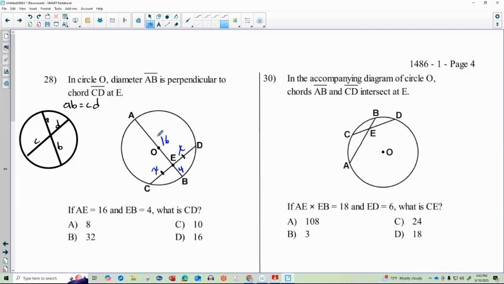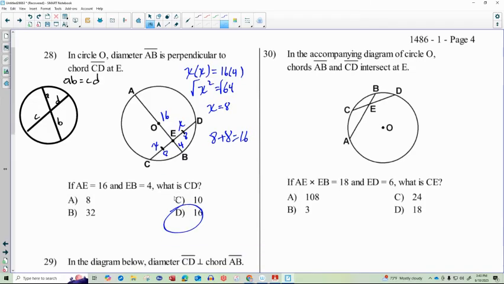I'll multiply these two first to say X times X is going to be equal to 16 times 4, which means X squared is equal to 64. To get rid of the square, I'm going to square root, and X is equal to 8. That means this is 8, and this is 8. But they're asking for CD, the whole thing. Well, that's going to be 8 plus 8, which is equal to 16.